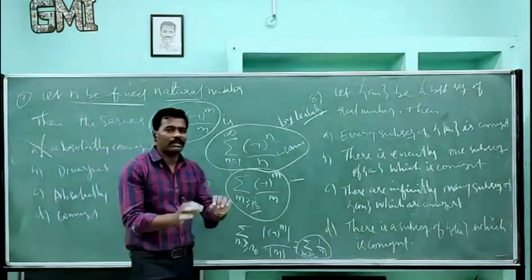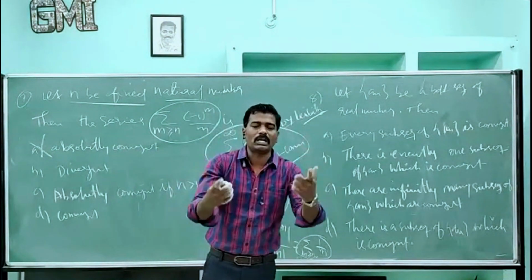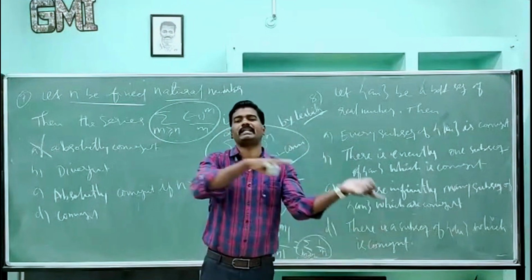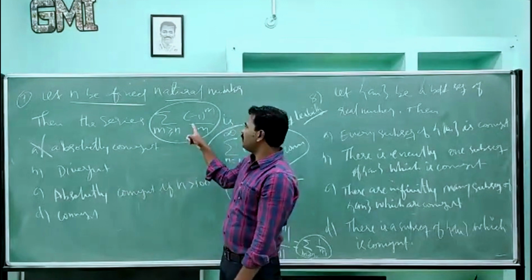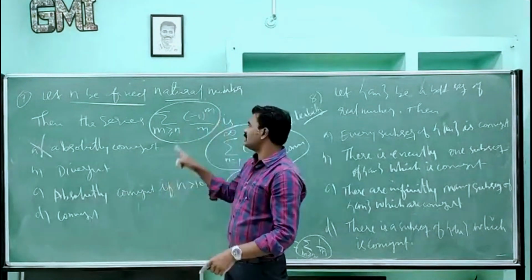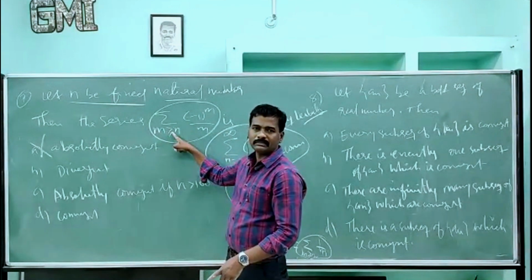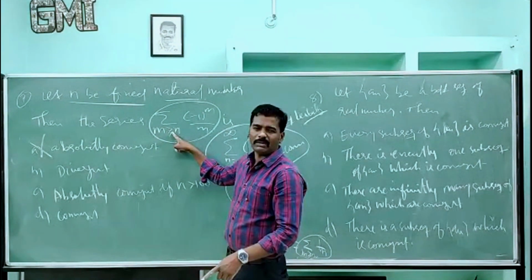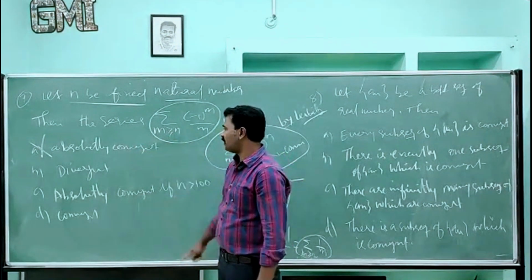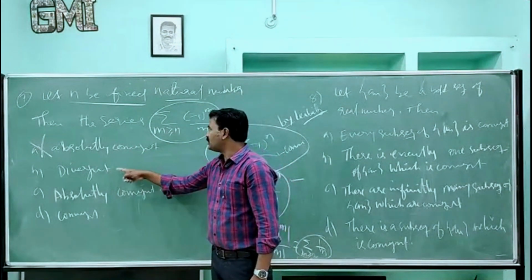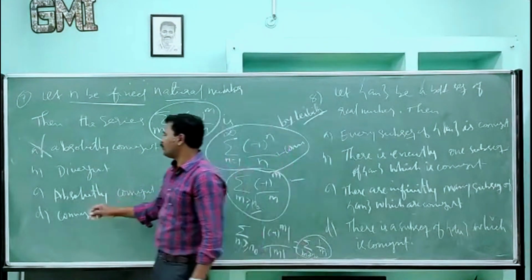Absolutely convergent means that if you put the modulus, and after that it is convergent, then we say it is absolutely convergent. For this given series, if I put modulus, it will be 1 by m, where m is greater than or equal to n naught. This is clearly divergent. So this option is false. The first option asks about divergent. No, this is convergent by Leibniz test. So B is also false.